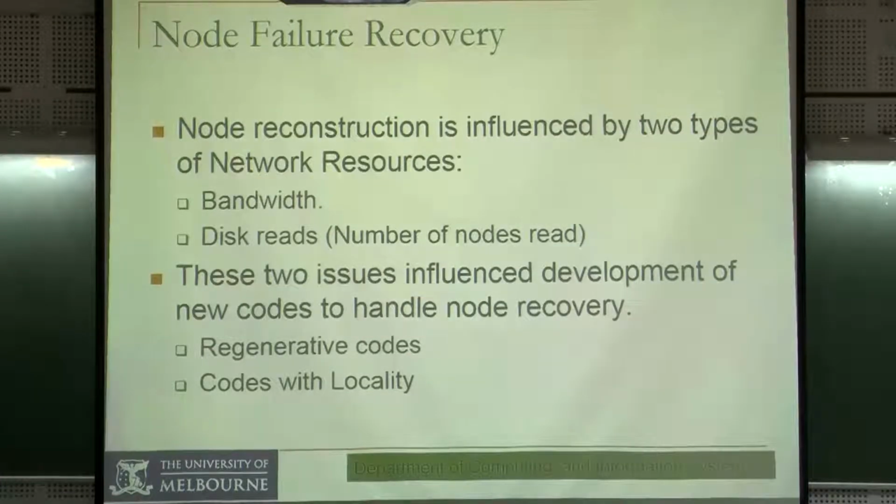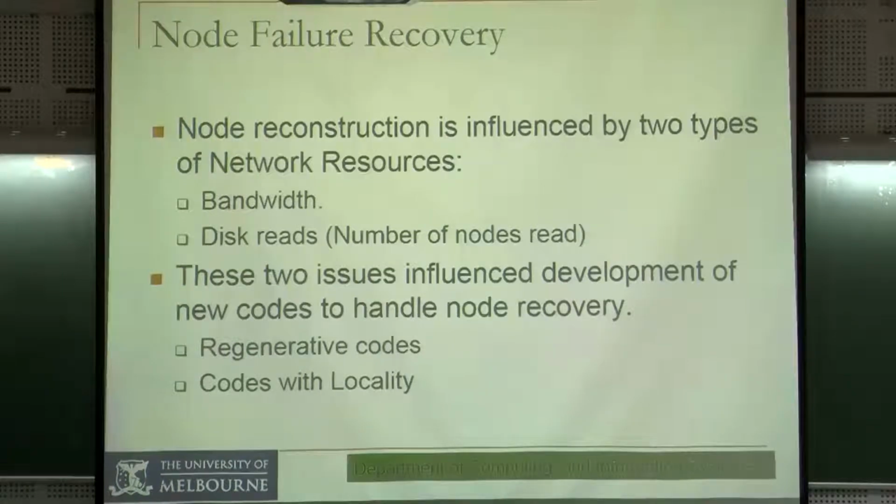So in fact the node reconstruction now is influenced by 2 types of network resources. One is the bandwidth, the other is the disk reads, because you need to get more nodes; the disk reads are the number of nodes read. So these 2 issues have influenced the development of new codes in this area. One category is called regenerative codes, and the second one is called codes with locality.